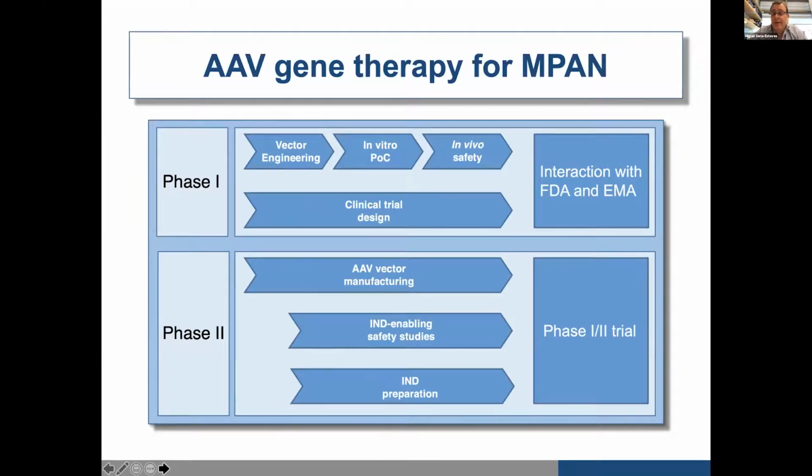Engage immediately in the IND preparation to try and reduce the time between completion of the studies and submission to the regulatory agencies for approval of phase 1/2 trial.